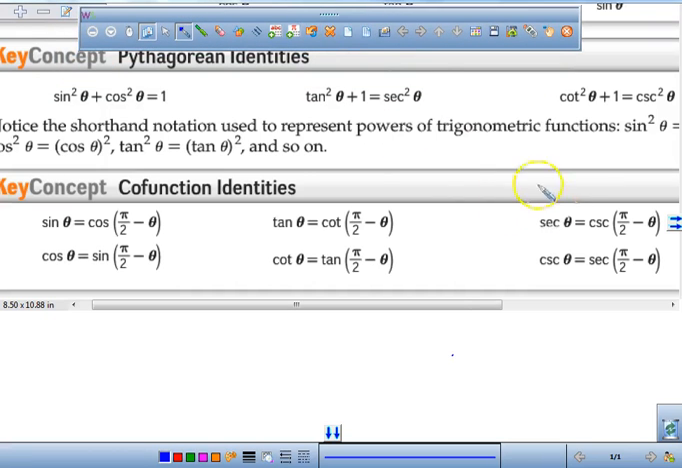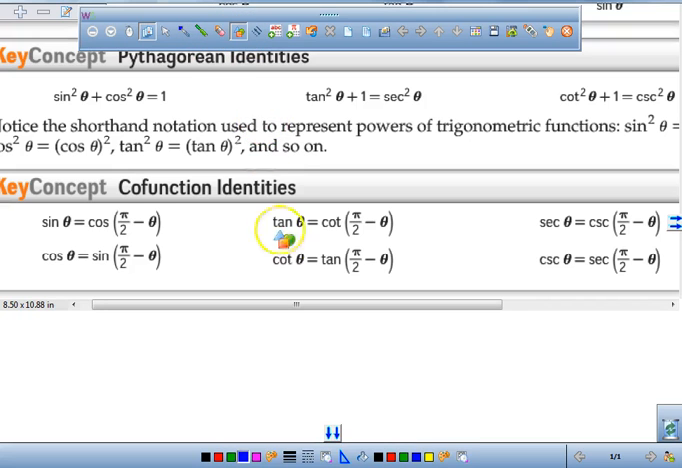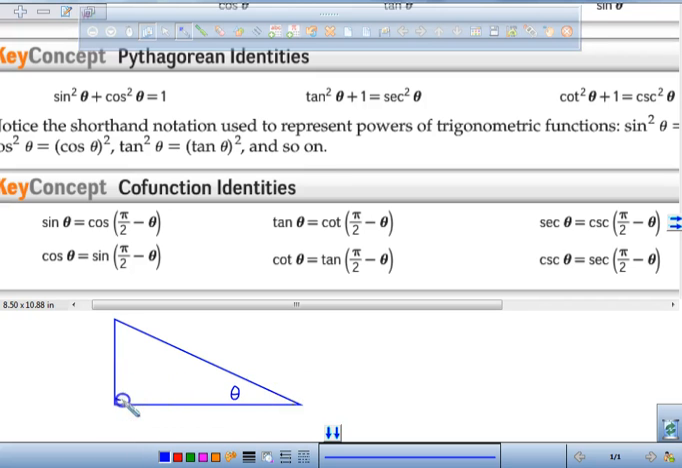All right, we're still dealing with the trigonometric identities right now. We're going to be talking specifically about co-functions. So what I'd like you to do is just make a right triangle so you'll know exactly what we're talking about. Okay? So making a right triangle, I'm going to call this theta right here. We'll call this theta, make a right angle.